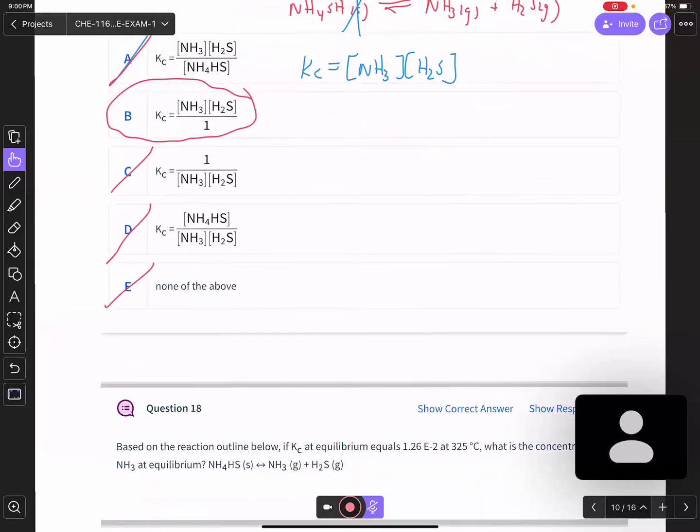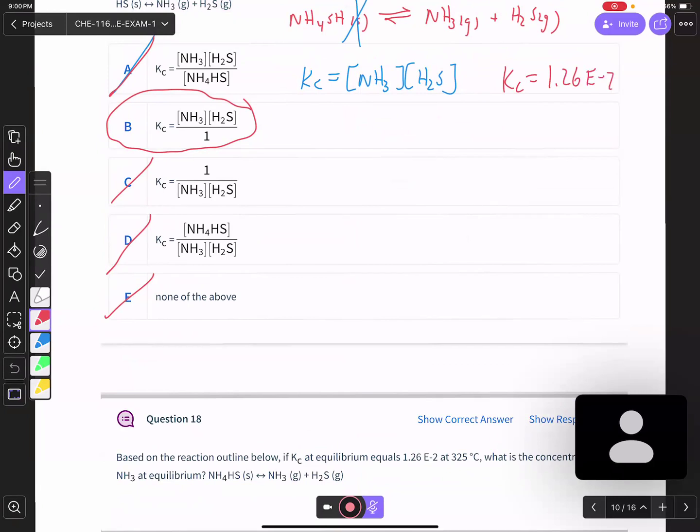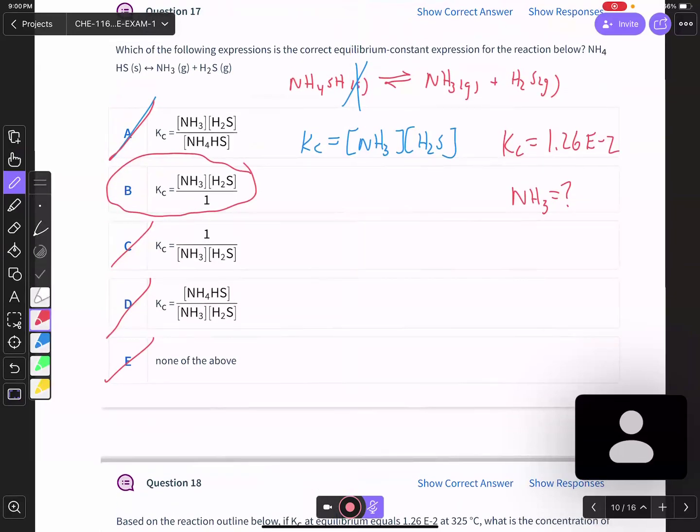And we did one in class kind of like this yesterday when we talked about the Kw of water. We're going to solve this kind of the same way because they tell us this equilibrium constant equals 1.26 e to the negative 2. They want to know what is the concentration of ammonia at equilibrium. You might think you don't have enough to answer this question, but we do, because we know our equilibrium constant. My equilibrium constant is 1.26 e to the negative 2.